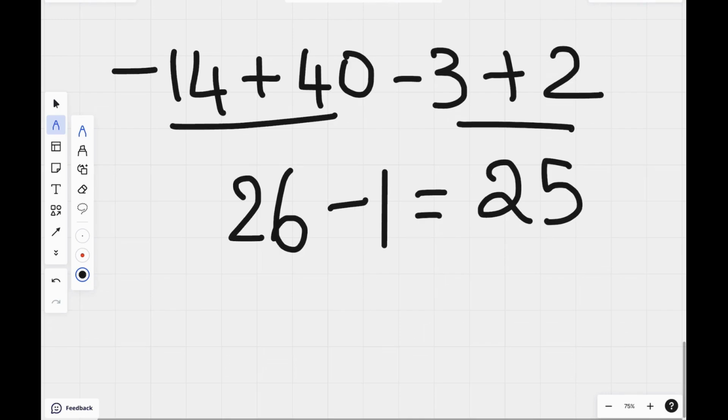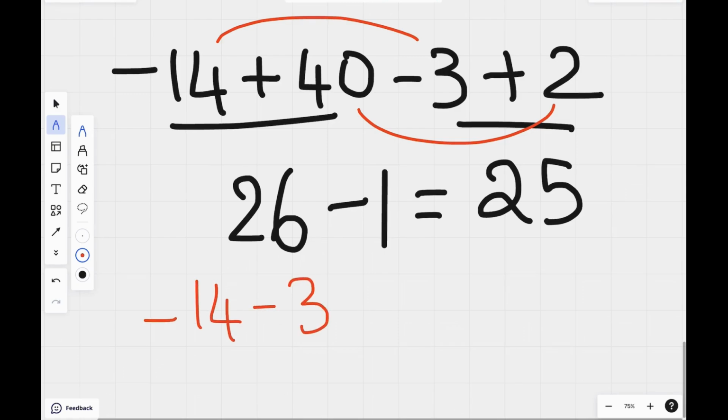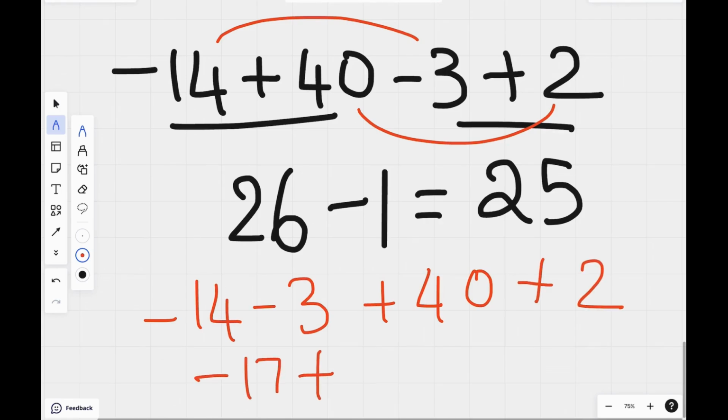I can also bring together the positive terms and the negative terms. So I can rewrite this as minus 14 minus 3 plus 40 plus 2. This becomes minus 17 plus 42, which becomes positive 25.